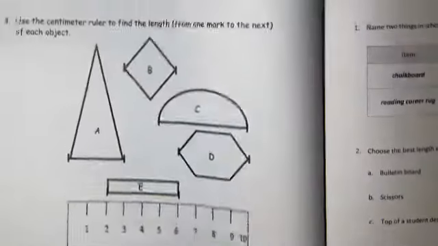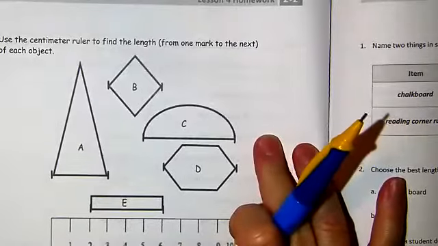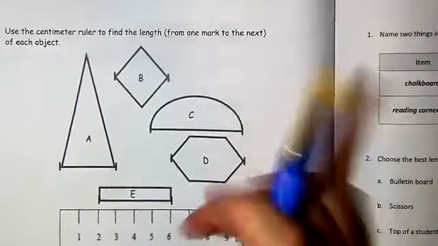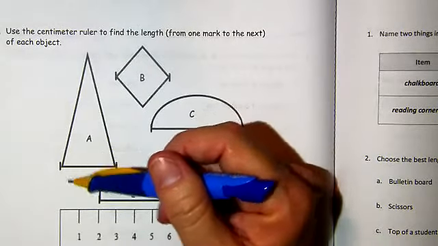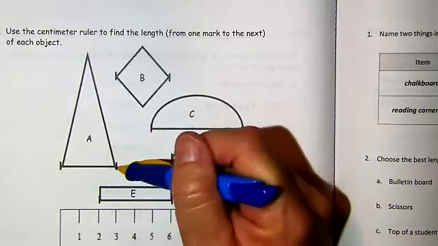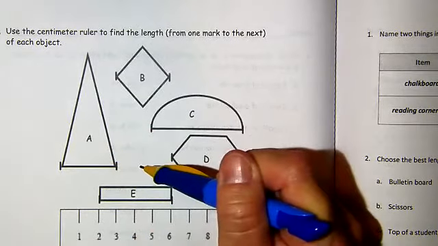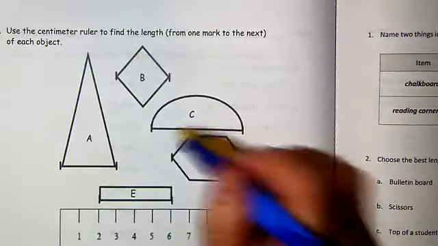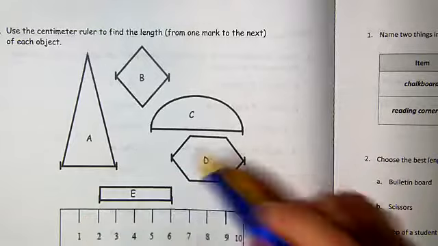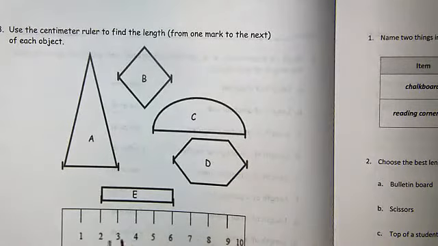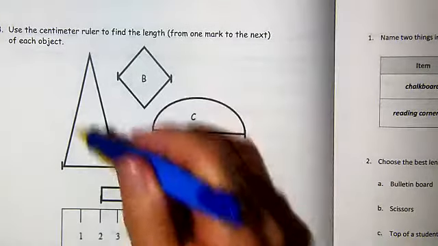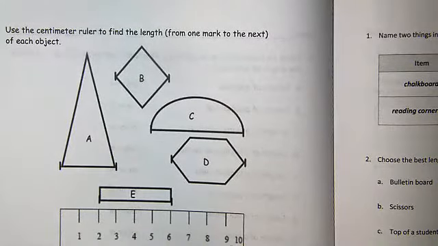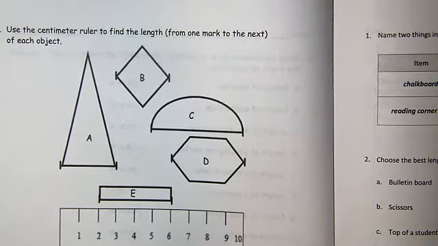On page 52, we have all these great shapes to measure, but this time, like in the warm-up, we're measuring from one side to the other. We're just going to measure the length of them. We are not trying to measure around any of the sides. We're just measuring across each of those. Now, you can use this centimeter ruler right here to measure each of these, or you can use your own centimeter ruler.